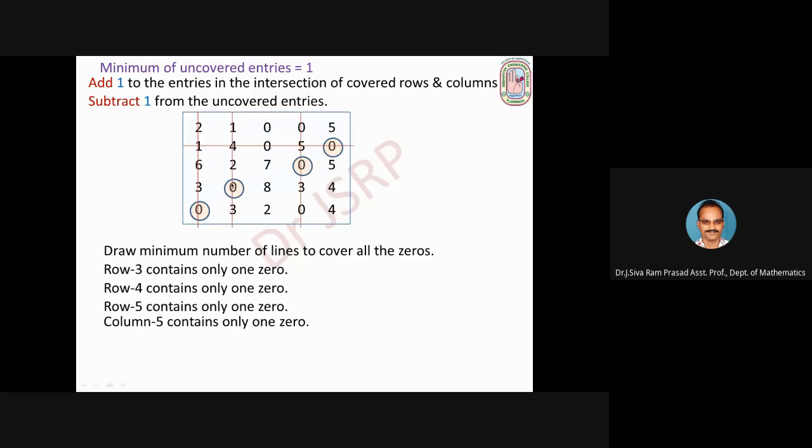Now observe the uncovered entries. Still there is a 0 not covered by a line. This is a 0 not covered by a line. So go for rows. Repeat the same process. First row: in the first row we have only 2 entries, 0 and 5. So row 1 contains only 1 zero. So circle that 0 and fix the column. Cross off column 3.